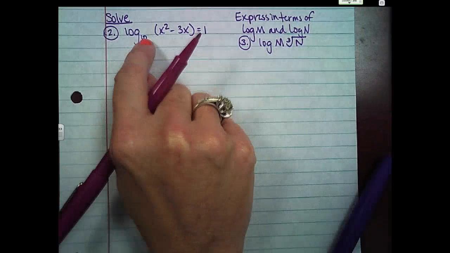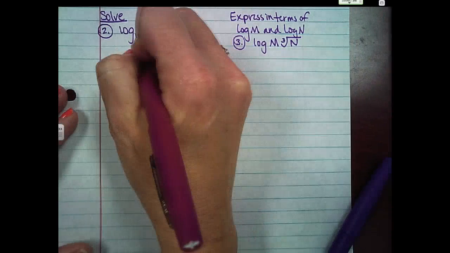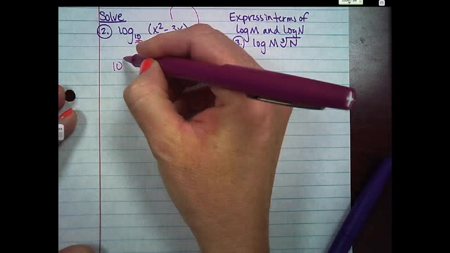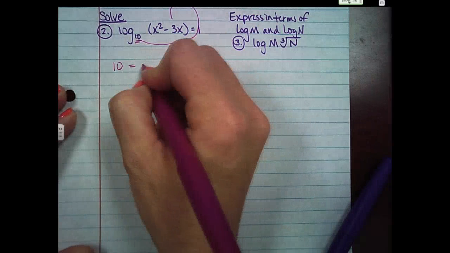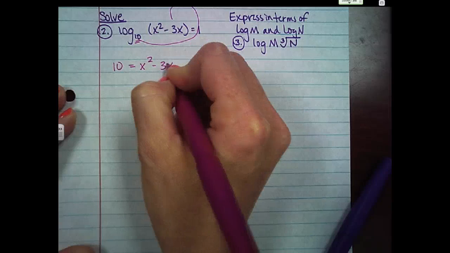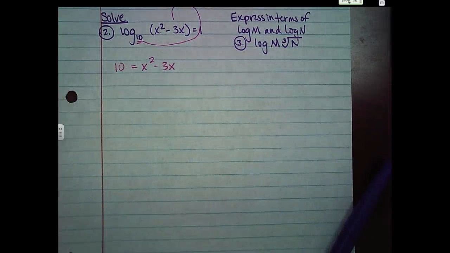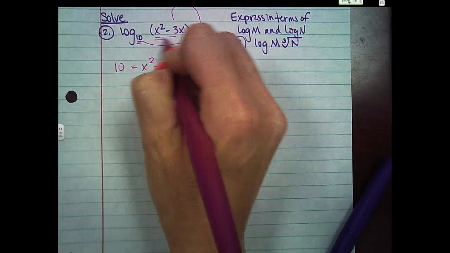So this one, none of those issues apply, right? I don't have a log on the left, I don't have a log on the right, I don't have 2 logs on the left. So you're just gonna solve the problem, just like we've been doing in the past. So what you're gonna do here is turn this into an exponential problem. The base is 10, so you're gonna write 10. The exponent is 1. Well, what's 10 to the first power? 10. Okay, so I'm just gonna leave it as 10. And it equals x squared minus 3x. Okay, right? It equals what's here.